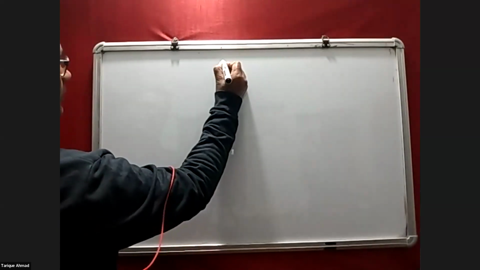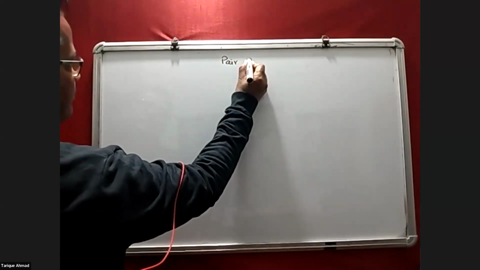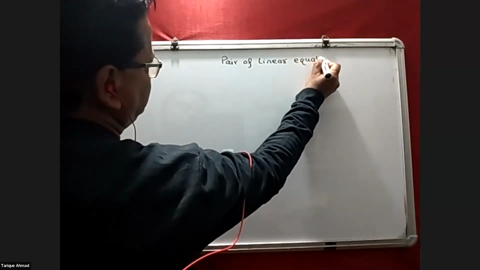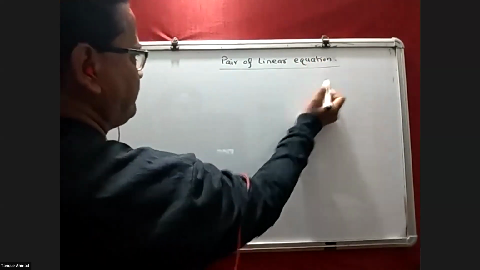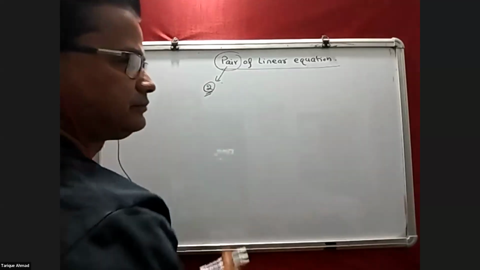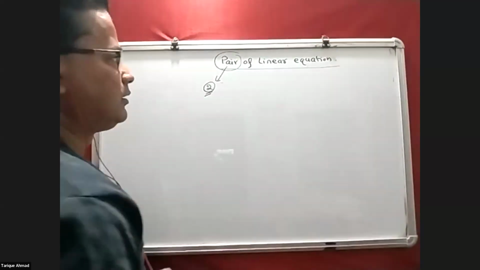So, today I am going to take a topic which is the third chapter of class 10th NCERT book, pair of linear equations. You may have heard this name earlier also. Now see, you know pair. Pair means two equations you will get in the pair.